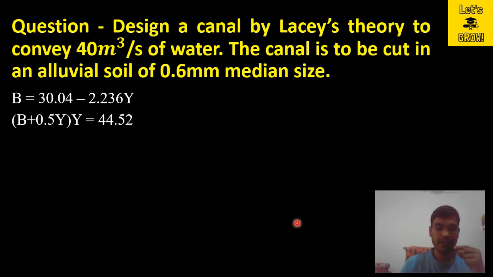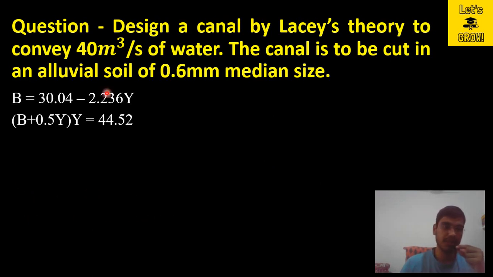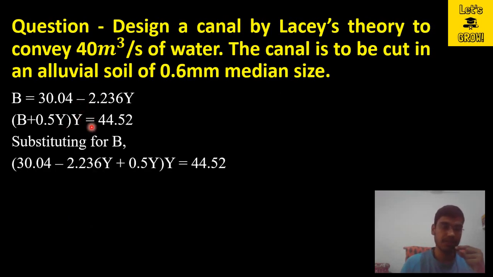So now we are having two equations. This is equation 1, which we have by using the wetted perimeter formula, and this is equation 2, the area is equal to this expression. So if we substitute the value of b from equation 1 into equation 2, the value of b you can substitute as 30.04 minus 2.236y, plus 0.5y into y equal to 44.52.